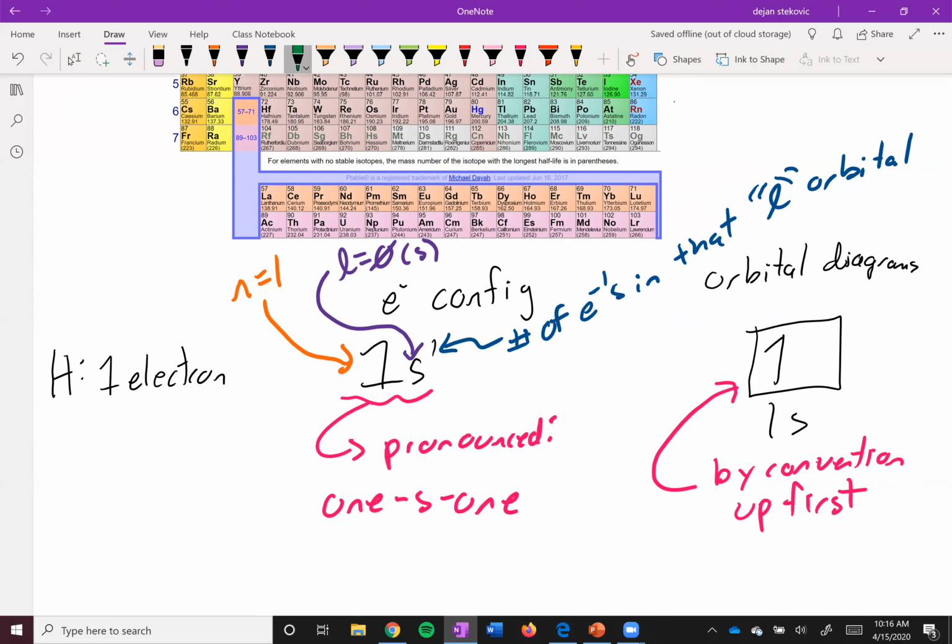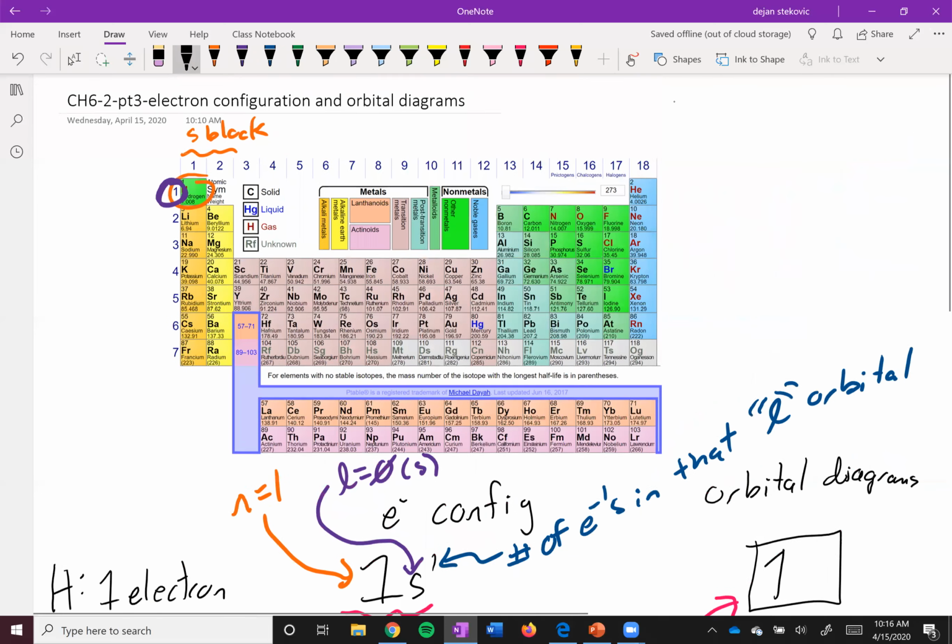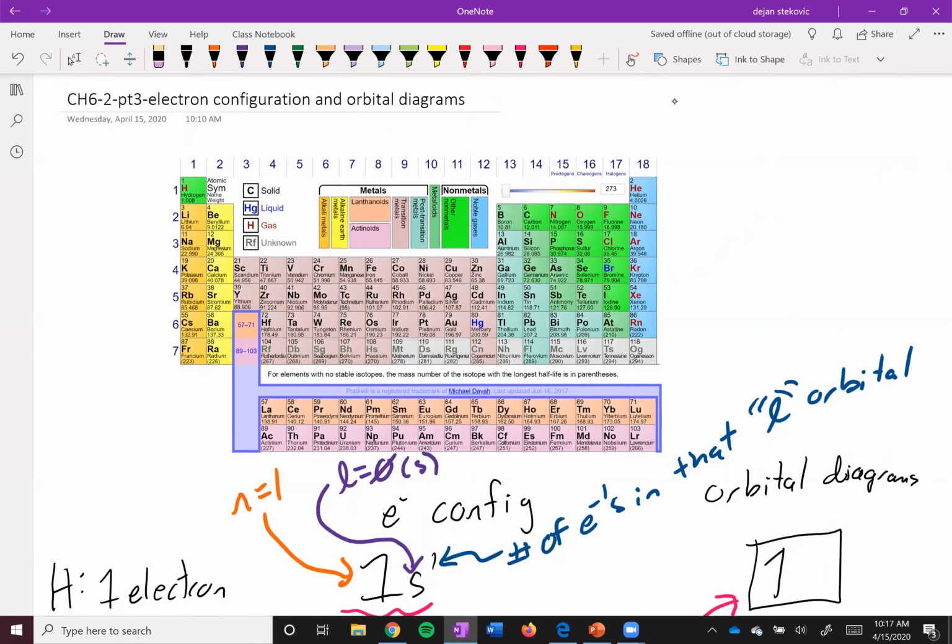And you can think about what that means. You can think about the picture of hydrogen right now. Remember, we have a nucleus that's positively charged, and then we have an s orbital. An s orbital is just a sphere. So basically what we're saying is we know there's a nucleus and there's a sphere around it, and the electron is probably somewhere within that sphere. Cool. Let's move on to helium.